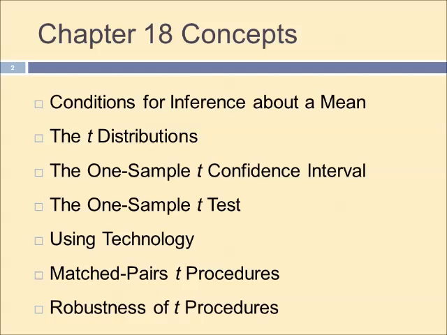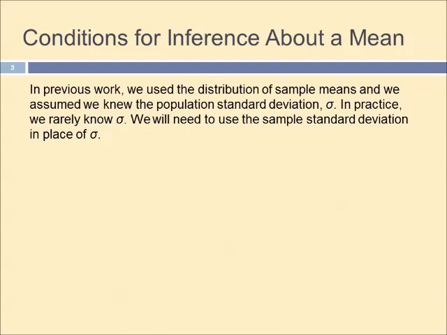So the concepts we'll be talking about in this chapter: the conditions for inference about a mean, the family of t-distributions, a one-sample t-confidence interval, the one-sample t-test, using technology, a matched pairs t-test, and the robustness of t-procedures. So, we rarely know what the standard deviation of a population is. So instead, we need to use the only other thing we have, and that's the sample standard deviation. And we use that in place of sigma.